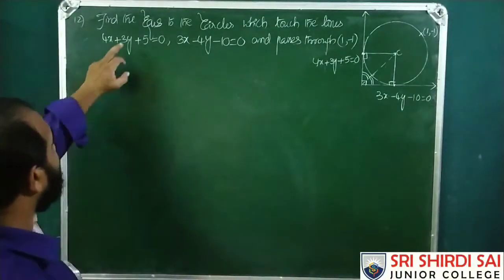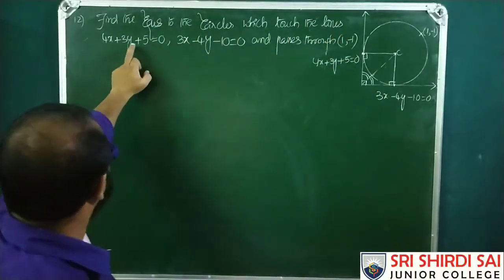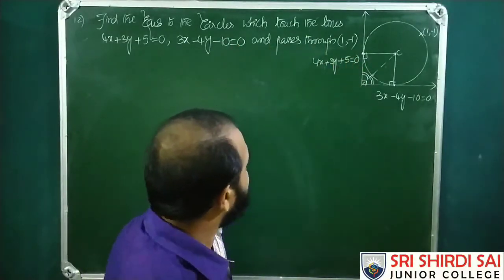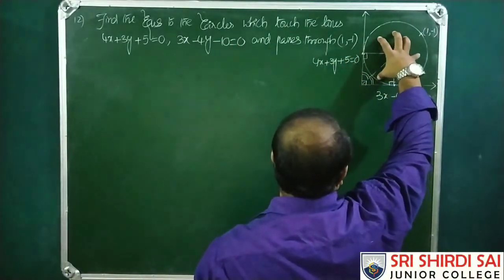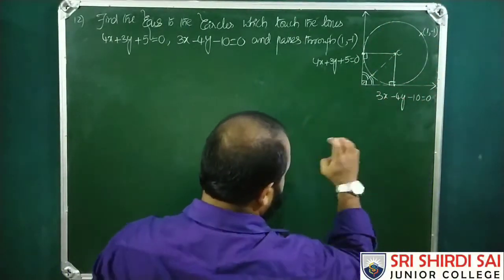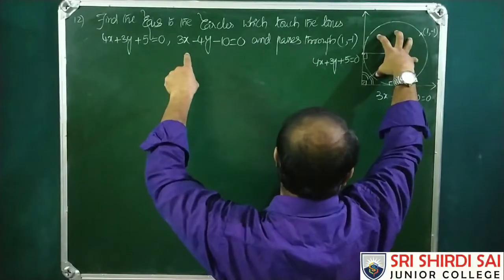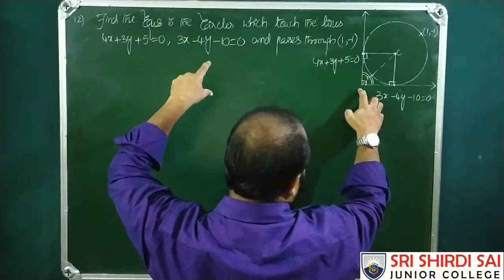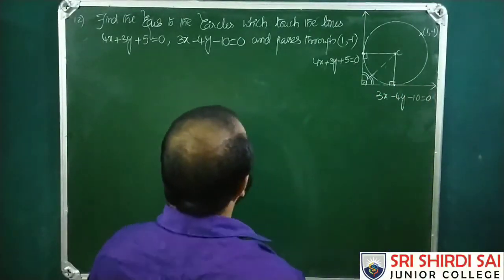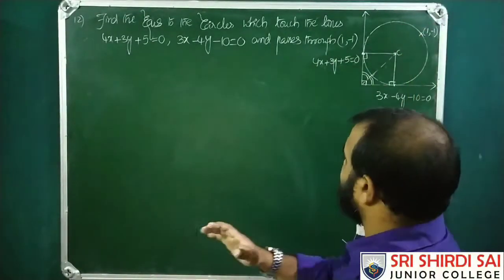So the next question is, find the equations of the circles which touch the lines 4x plus 3y plus 5 equals 0, 3x minus 4y minus 10 equals 0, and pass through a point. Let us suppose that this is the circle, and there is also a possibility of another circle like this, and if you extend this line, then there is a possibility of another circle as well, fulfilling the condition that the circle touches this line, and also if you extend this line, this line as well. So let us confine to one situation only for the convenience.